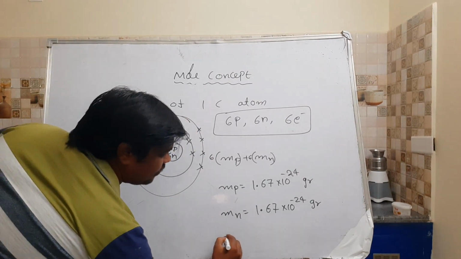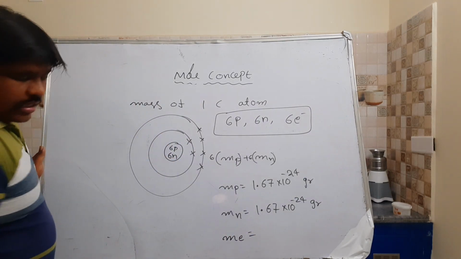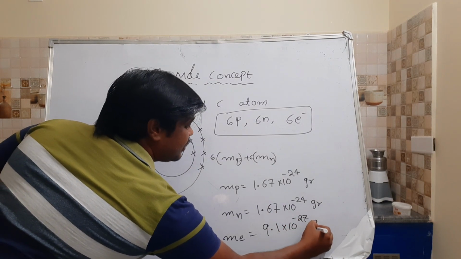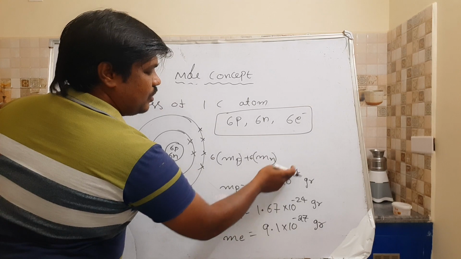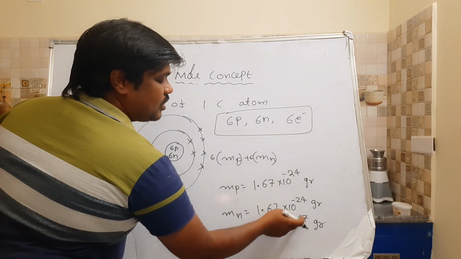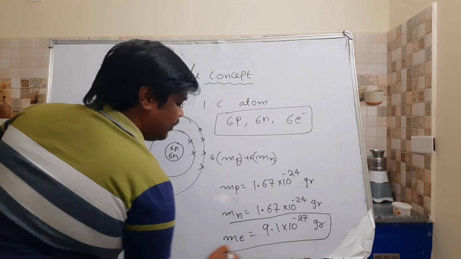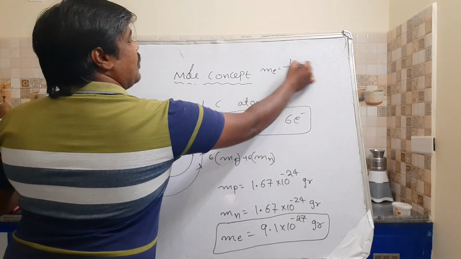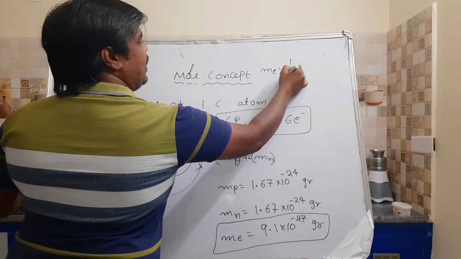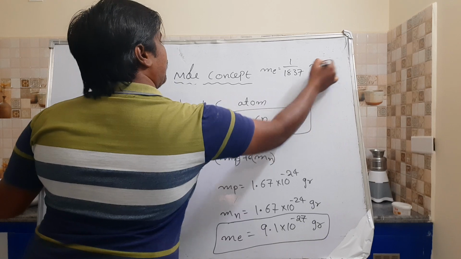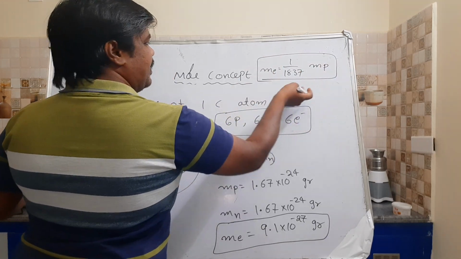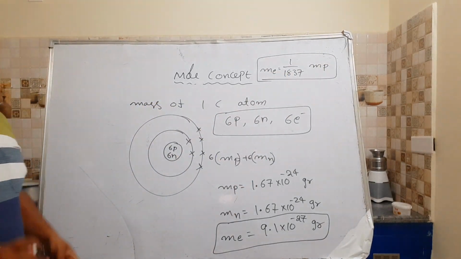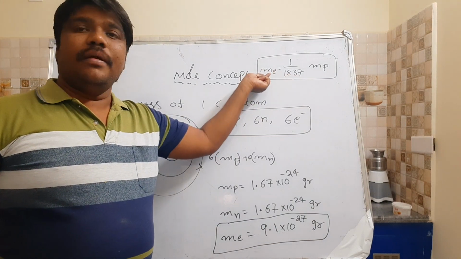The mass of an electron is 9.1 into 10 to the power of minus 27 grams. Here the value is minus 24, here it is 10 power minus 27, so it is a very negligible value. For your information, the mass of an electron is 1/1837 of the mass of a proton, that means about 1837 times lesser than the proton mass. When you divide the mass of a proton by this number, you get the mass of an electron.